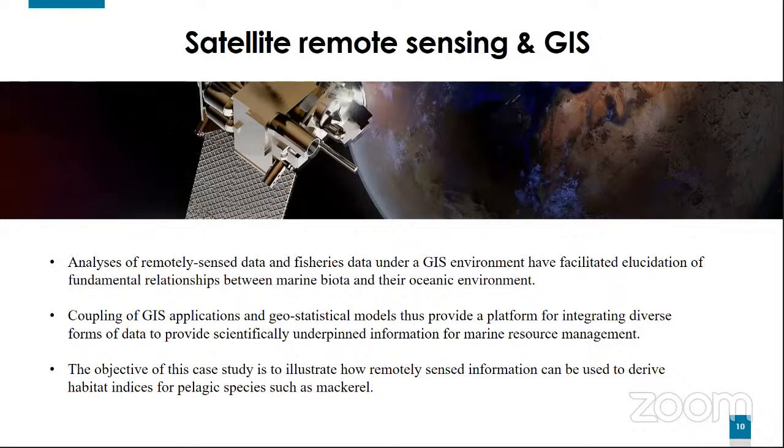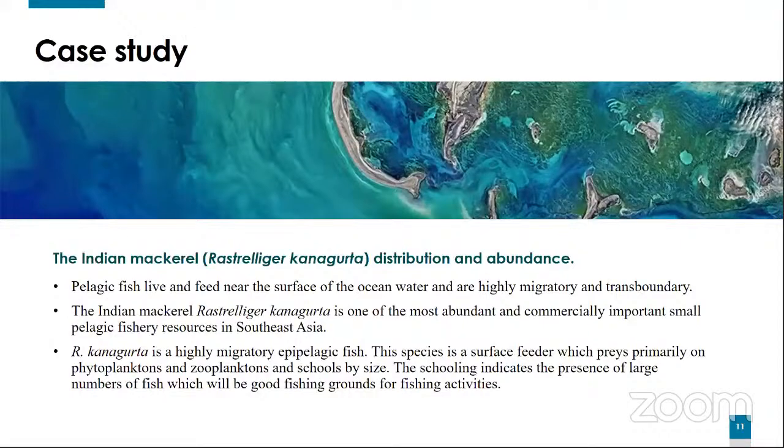So the objective of this study is to illustrate how remotely sensed information can be used to derive habitat indices for pelagic species such as, contohnya yang kita akan guna, mackerel. Okay, case study. Ini case study yang kita guna untuk Indian mackerel distributions and abundance.